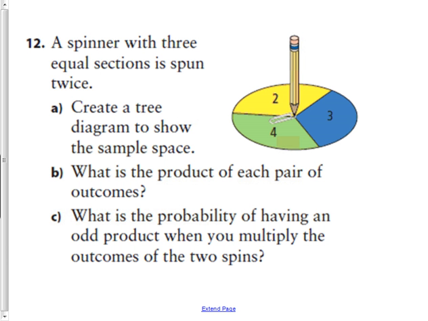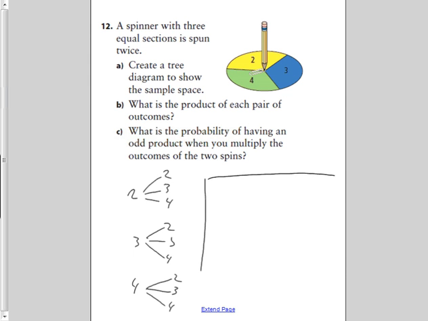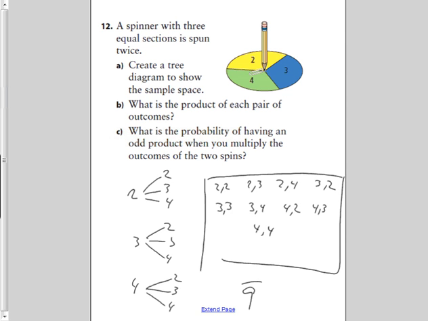Question 12 says a spinner with 3 equal sections is spun twice. Create a tree diagram to show the sample space. So, okay, here we go. A 2, a 3, and a 4, a 2, a 3, a 4, and so on. So what is our sample space? Well, if I was to draw my sample space in here, those are all the possible combinations I can have. So I have 9 possible outcomes, spinning the spinner twice.